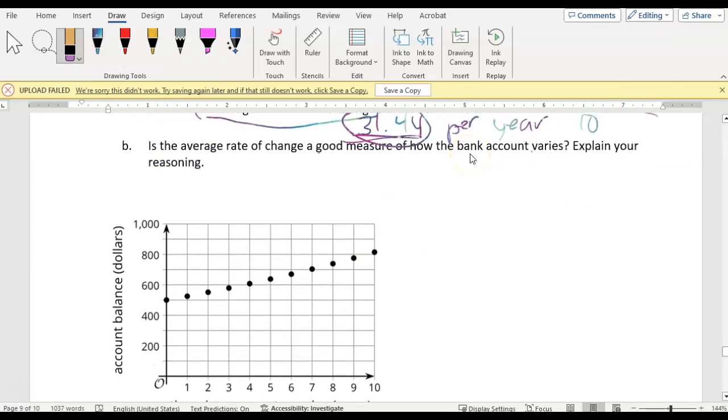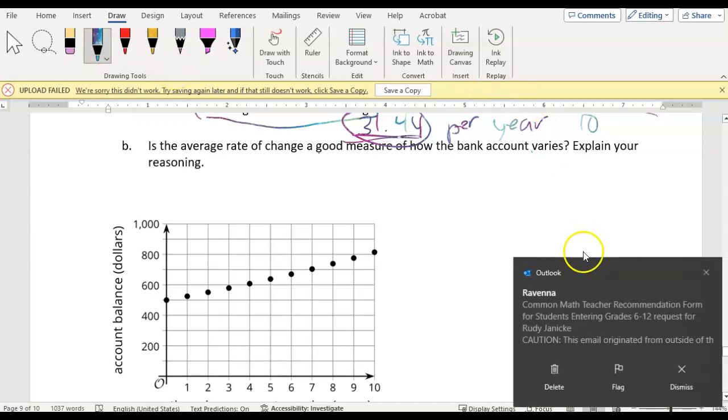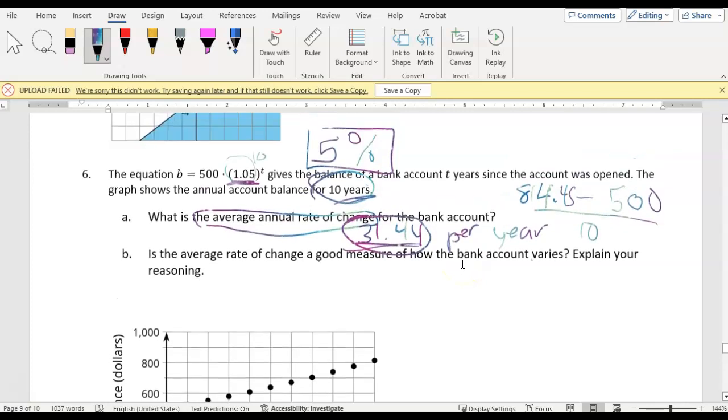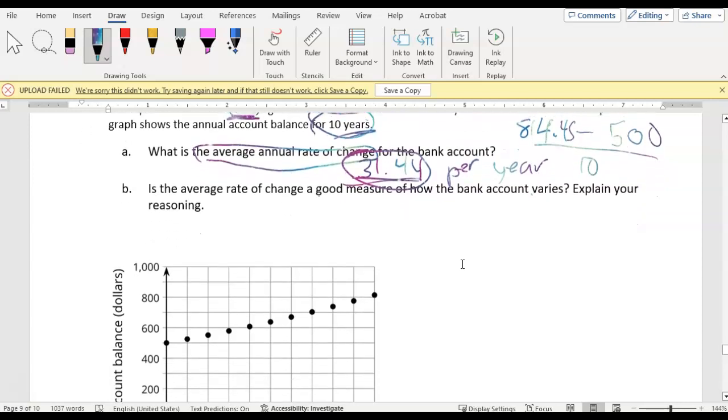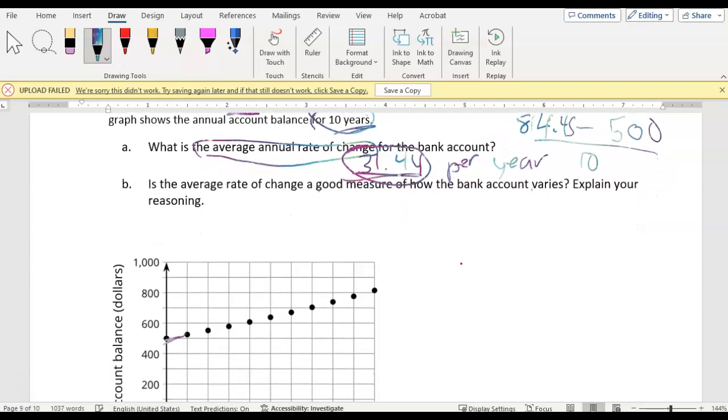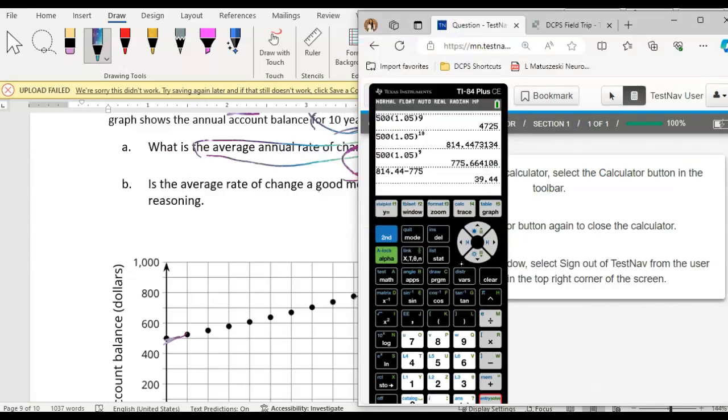All right, so the next question says, is the average rate of change a good measure of how the bank account varies? Explain your reasoning. So here, if we look at this graph, this is showing us what it looks like over 10 years. And actually, over these 10 years, it seems to be rising at a pretty consistent rate. And the reason this appears to be that way is because we're looking at a rate of increasing only by 5%. So if we look at the change in the first year, it will be less than 31.44. And if we look at the end, it'll be more than 31.44, but not too far off. So let me show you what I mean.